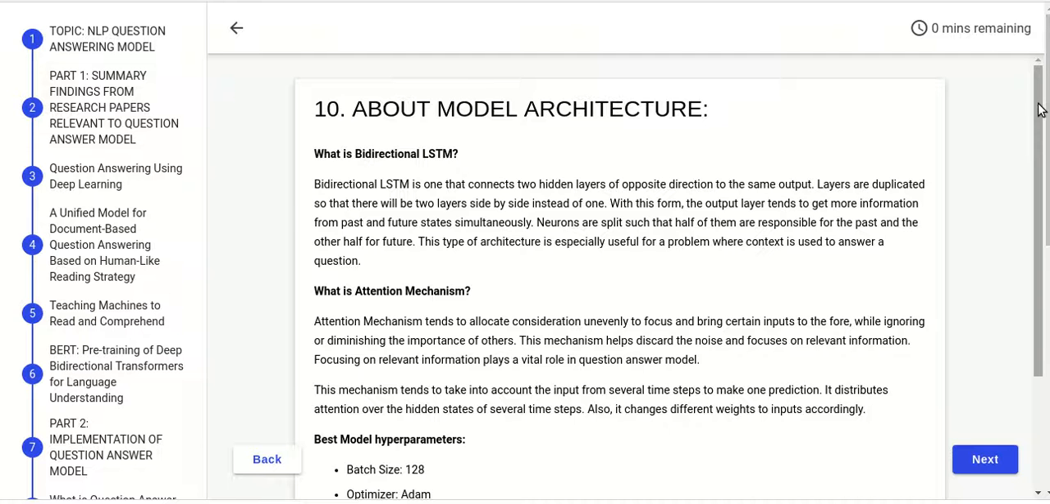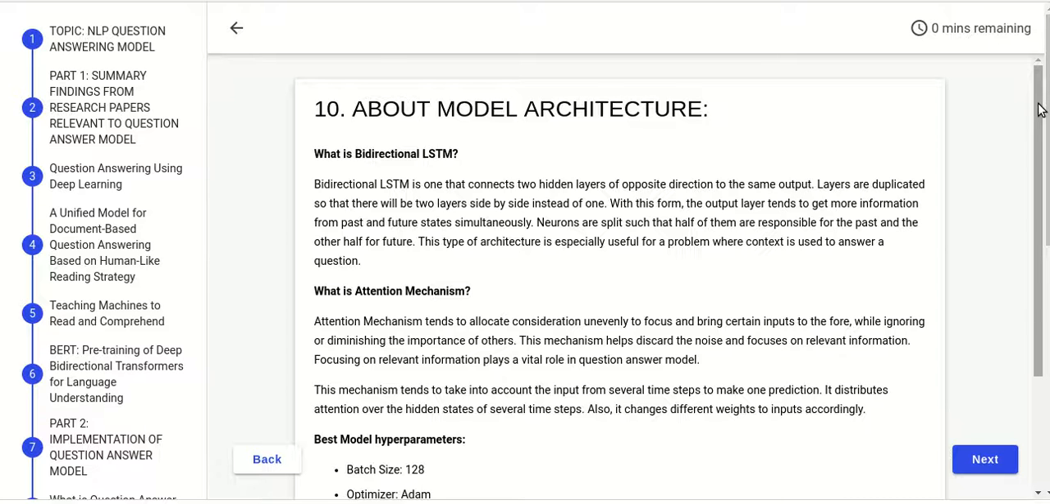And usually what happens here is the neurons are split such that half of them take care of the future and half of them think of the past. So for a problem which deals with question answering and using the context, it's always nice if we have the information about the future and the past so that our prediction will be more oriented.